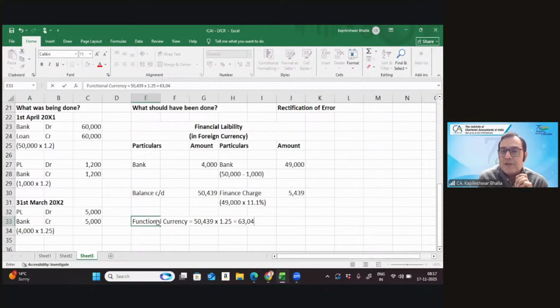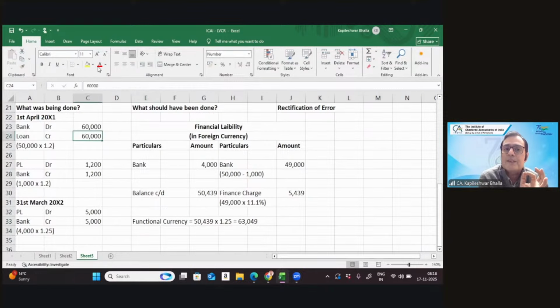So I think this takes care of the inputs in terms of what should have been done. So we've seen very carefully the entries which are done and the entries which should have been done. Now, what we need to do in this particular case is simple. I need a rectification of errors, so let me do some marking. The loan is appearing, I'm putting this in a red color. The loan is appearing in the books of accounts at 60,000.